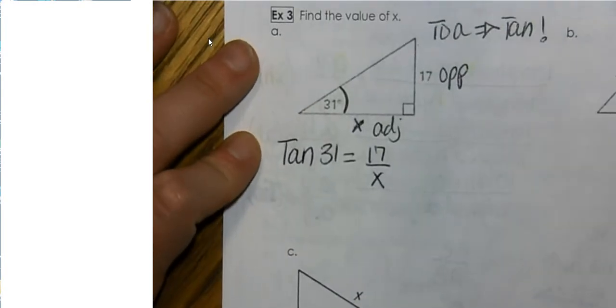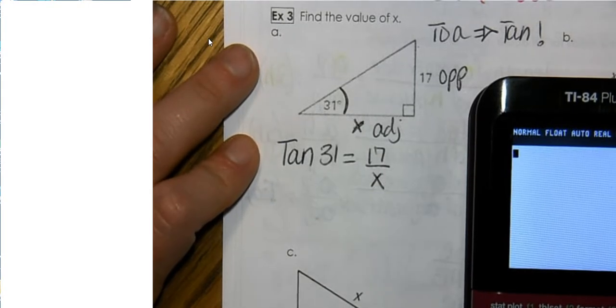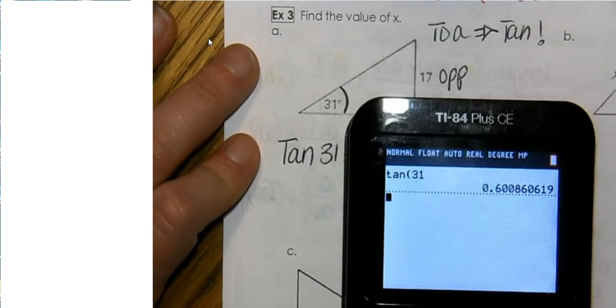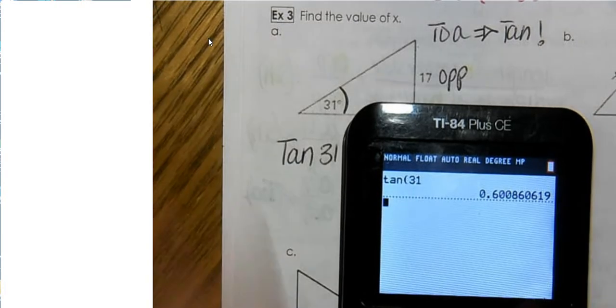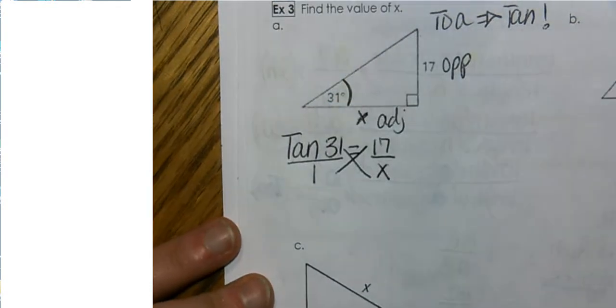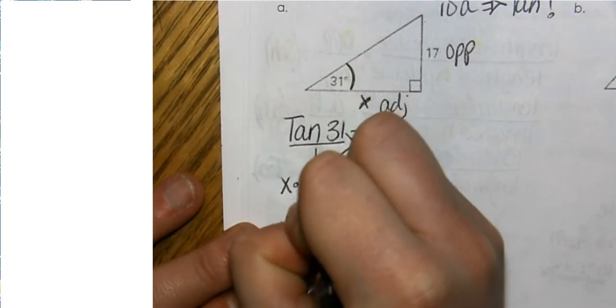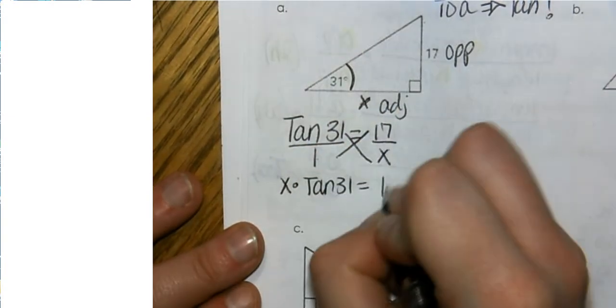Now, if we were to put the tangent of 31 into our calculator, the tangent of 31 is simply going to be a decimal, a ratio that has been simplified. It's going to represent a number. So this is just a number. And what's cool about it is that we can make this number be over 1. By doing that, we can now use cross product to help us to find what x is. So this is x times the tangent of 31 is equal to 1 times 17, which is 17.